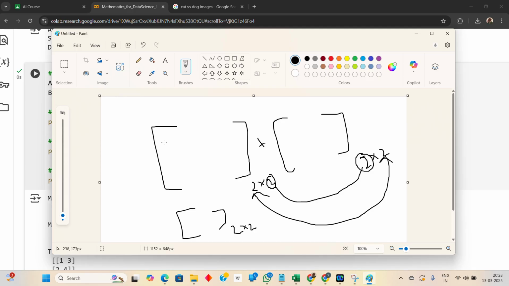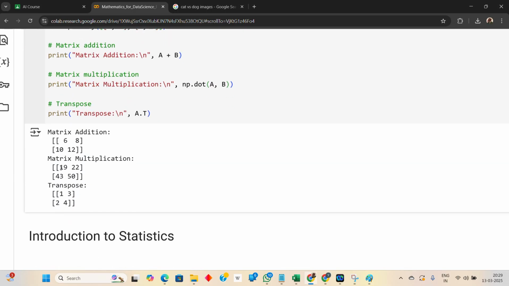Then each row is multiplied by a column, and the elements get added. For example, 1 2 here, and 5 6 here, 7 8 here, 3 4 here. How to do it? 1 into 5 is 5, plus 7 into 2 is 14, so 5 plus 14 is 19. Got it? That is the way matrix multiplication happens.